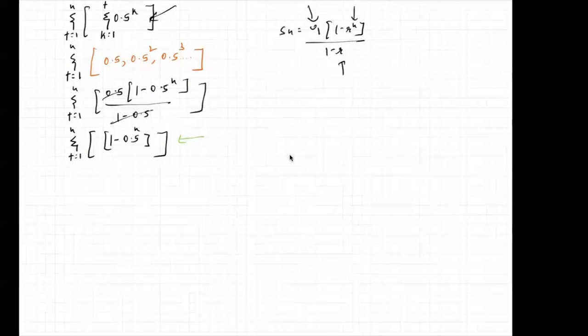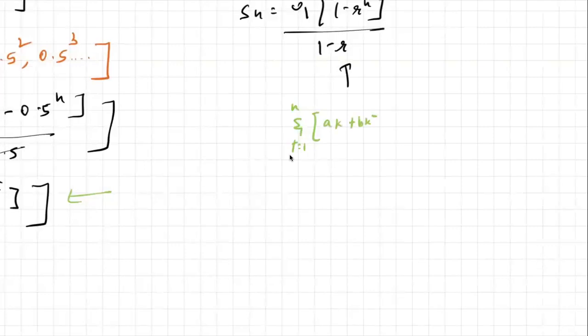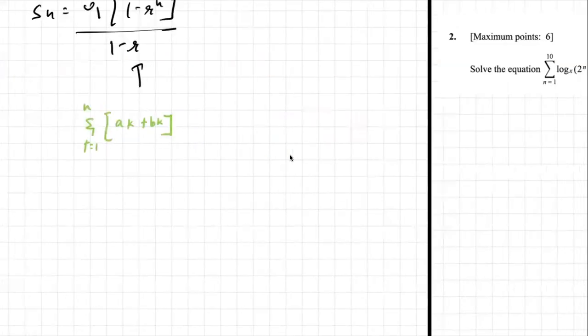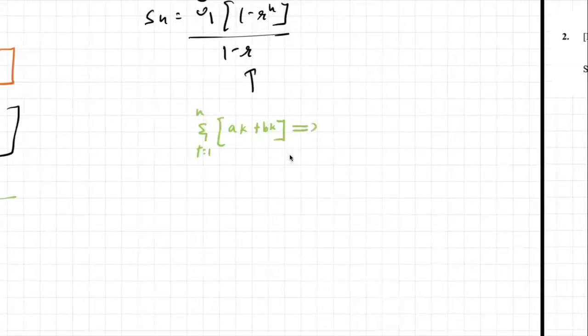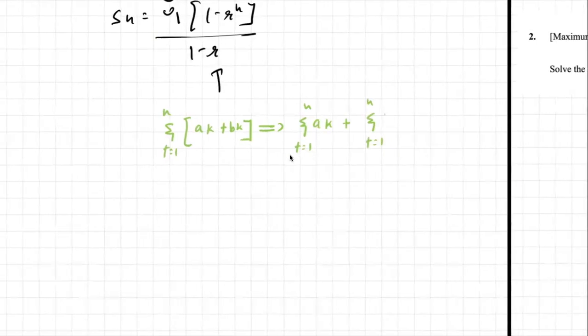a series property where summation, and there is a variable here. Let's take t is equal to 1, goes up to n, multiplied into ak plus bk. If you expand this, you would get summation t, which goes up to n, into ak plus summation t is equal to 1 goes up to n times bk.